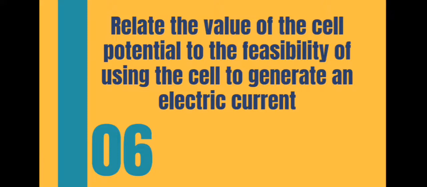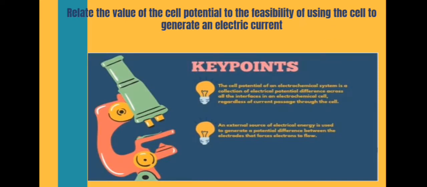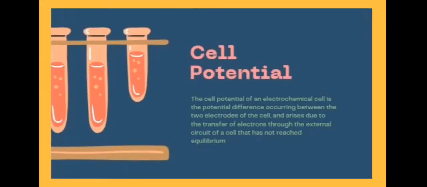Relate the value of the cell potential to the feasibility of using a cell to generate an electric current. Key points. The cell potential of an electrochemical system is a collection of electrical potential differences across all the interfaces in an electrochemical cell, regardless of current passing through the cell. An external source of electrical energy is used to generate a potential difference between the electrodes that forces electrons to flow.